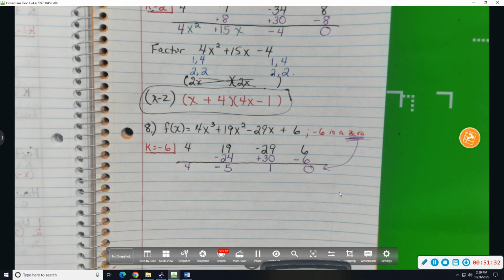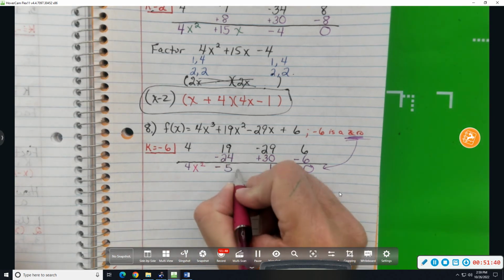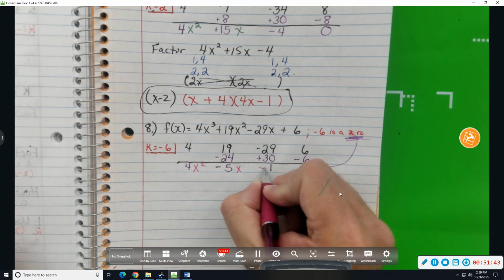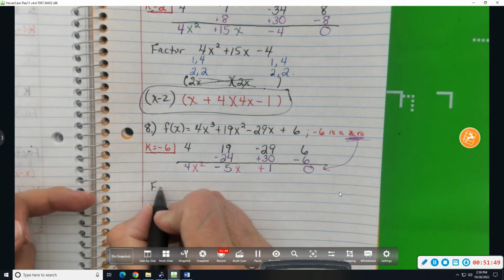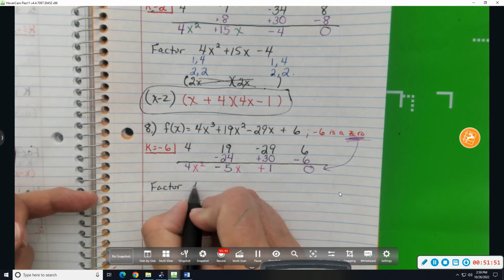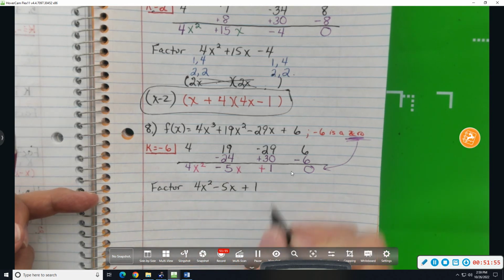Okay? So this one's going to be easy to factor, I think. X to what power? Okay, good. Oh, I had to put my plus. I like to write this now with just one color. So what we're trying to do now is factor 4x squared minus 5x plus 1.